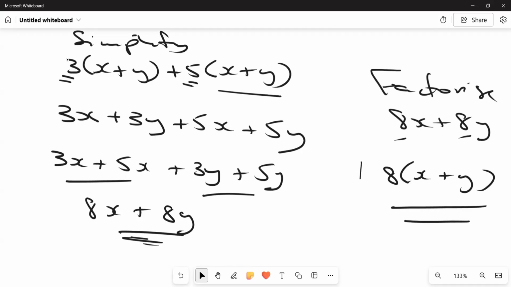So the distributive law can help you to expand and simplify algebraic expressions, as well as to factorize algebraic expressions. Let me do one more that is a little more tricky because it will involve some minus signs.